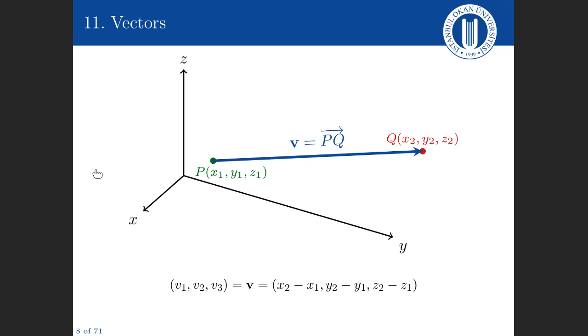This vector has initial point P and terminal point Q. So the vector V can be written as the vector from P to Q. We can write the component form as V1, V2, V3, and we can calculate that this is x2 minus x1. How does the x coordinate change? And how does the y coordinate change? y2 minus y1. And how does the z coordinate change? z2 minus z1.